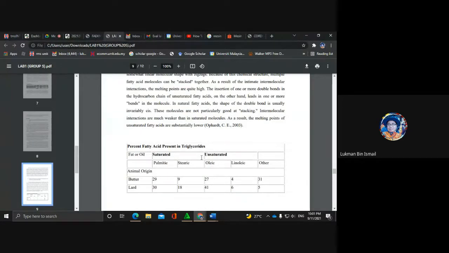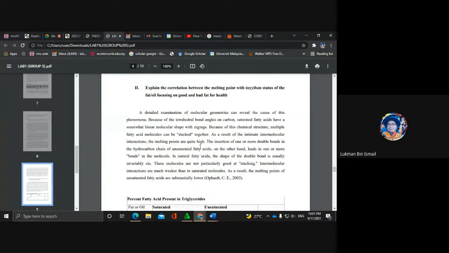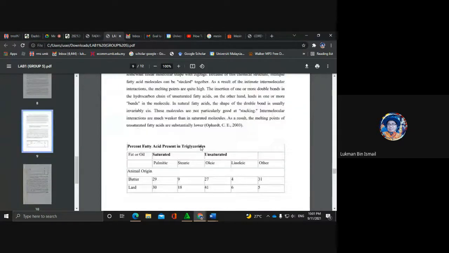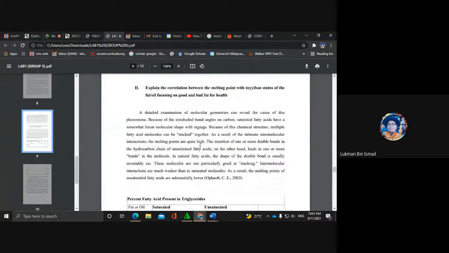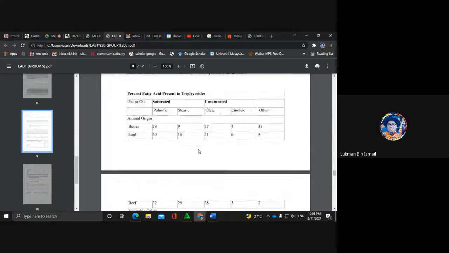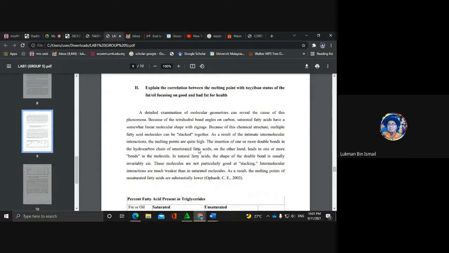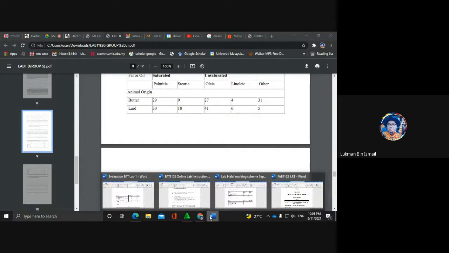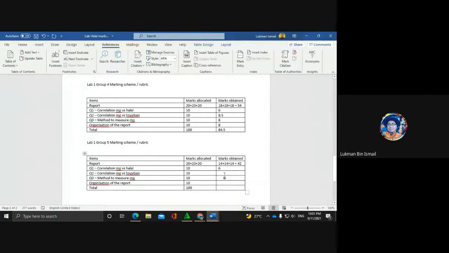Okay. Then you have, but you do not give a picture of a molecule of saturated and unsaturated, but you provide the percentage of fatty acid. But the temperature tak ada. So temperature of unsaturated and saturated tak ada, so kena bagi markah kesian sahajalah. 5.